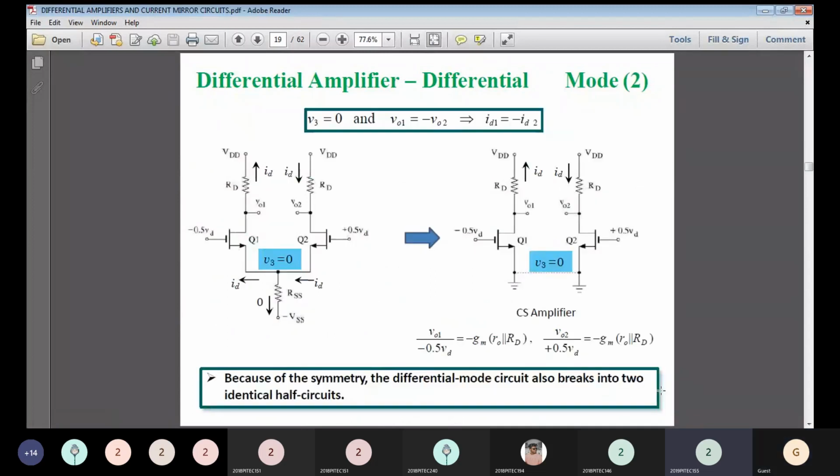Okay. So again here the same. In differential mode again we are doing the same concept. We are breaking down the circuit into two halves, that is called an identical half circuit.